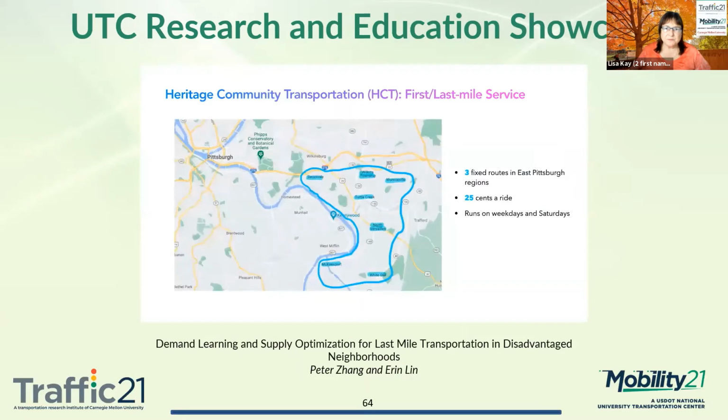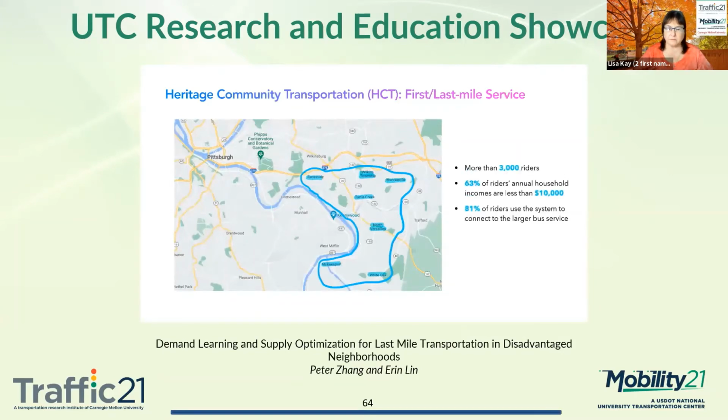Heritage Community Transportation offers first/last mile transportation in disadvantaged communities who don't have access to public transit. There are 3 fixed routes covering the East Pittsburgh regions. The service charges 25 cents a ride and runs on weekdays and Saturdays.